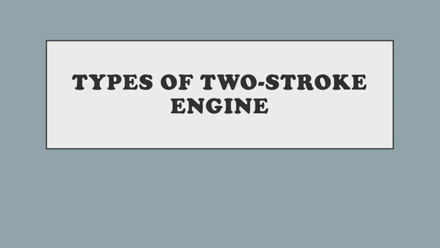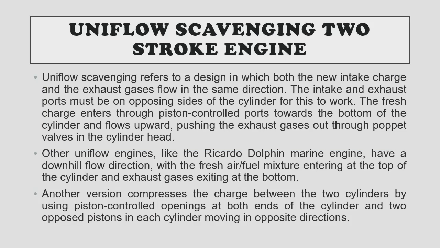The types of two-stroke engine. Uniflow scavenging two-stroke engine. Uniflow scavenging refers to a design in which both the new intake charge and the exhaust gases flow in the same direction. The intake and exhaust ports must be on opposite sides of the cylinder for this to work. The fresh charge enters through piston-controlled ports towards the bottom of the cylinder and flows upward, pushing the exhaust gases out through poppet valves in the cylinder head.